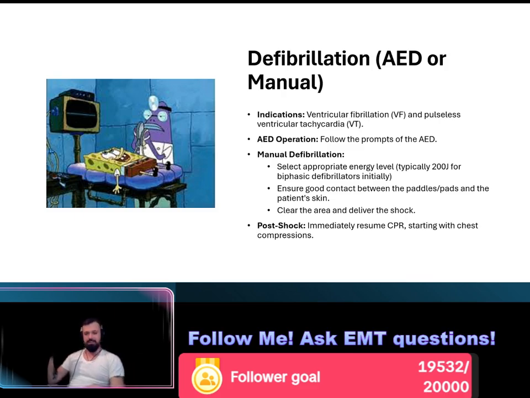That is called VTAC, or pulseless VTAC, because it's pumping too fast for the heart, not organized enough, and does not allow the heart to fill back with blood, which reduces cardiac output and puts it to zero. So now you're not going to be able to feel a pulse.